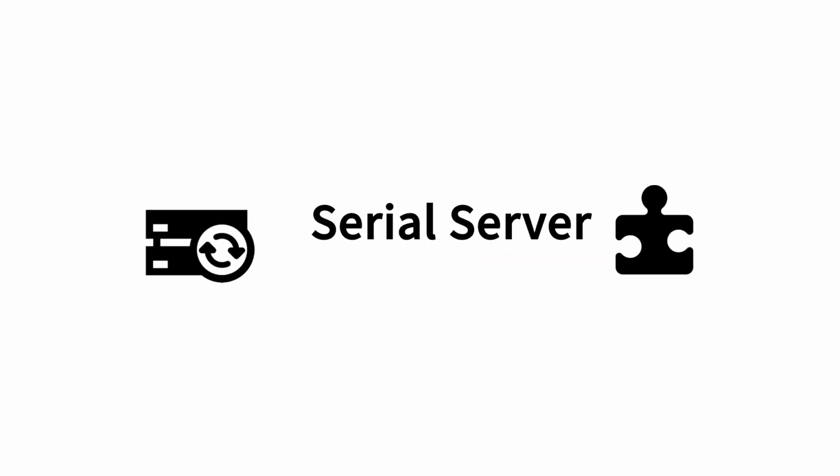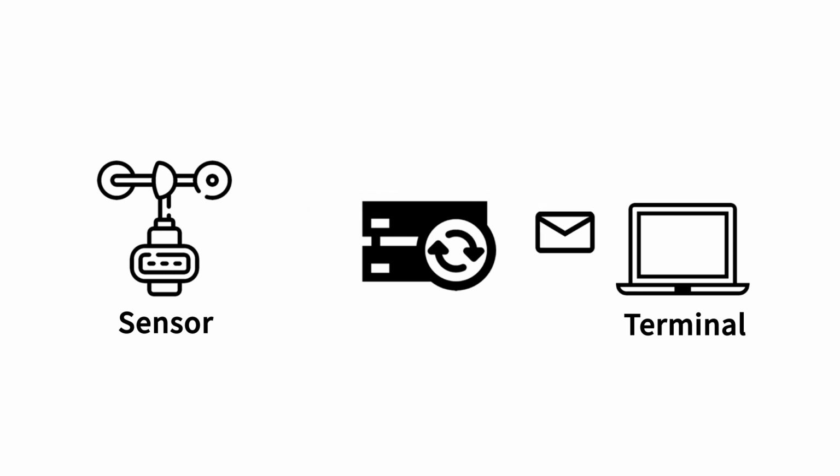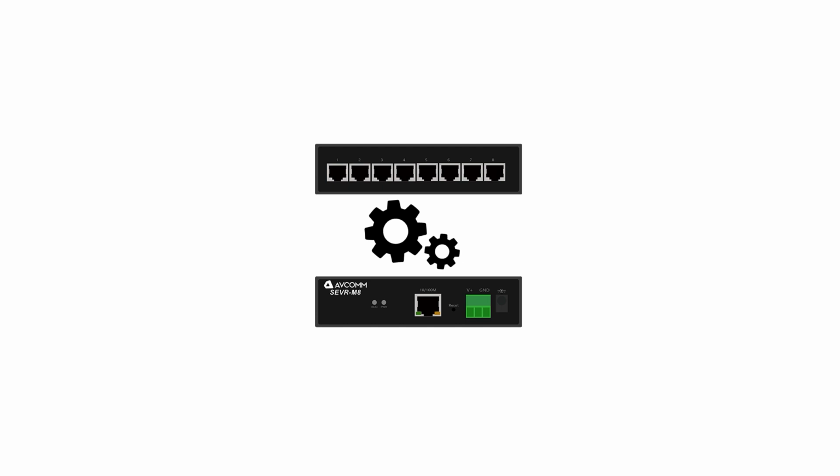A serial server is a device or a module that converts the serial port communication protocol into another protocol. The purpose of using this device is to establish communication between devices using serial RS-232, RS-485 or RS-422 and the rest of protocols, such as RS-232 to TCP/IP communication. Let's learn how to configure a serial server.